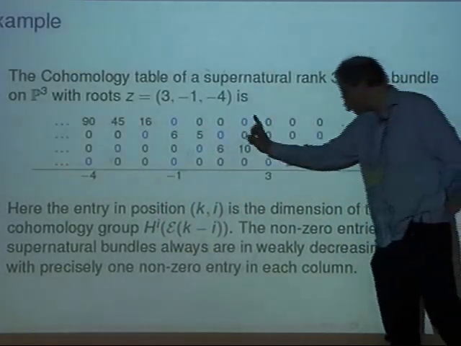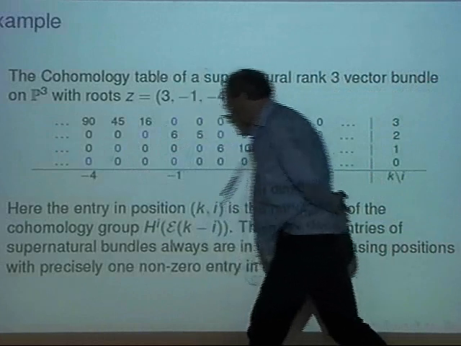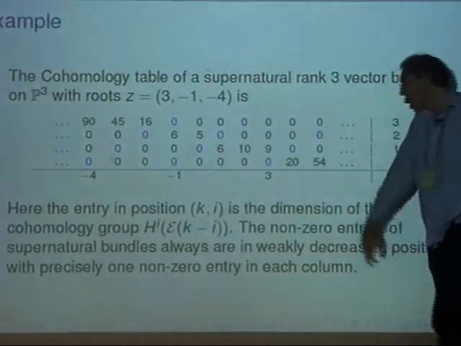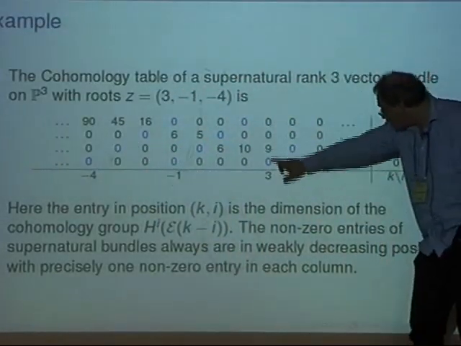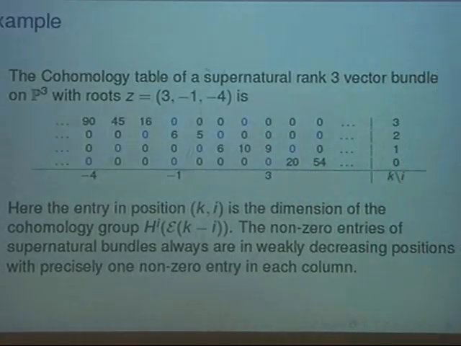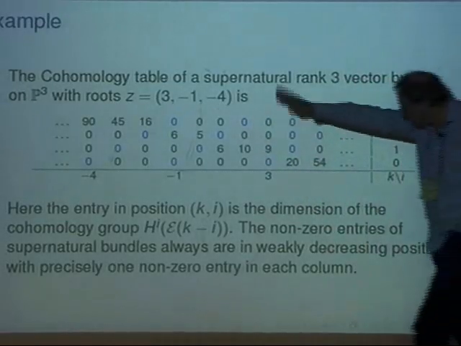So these are the zeros of the Hilbert polynomial. And in every other diagonal there's at most one term. It turns out that also in each column there's only one term. And they're slightly decreasing.